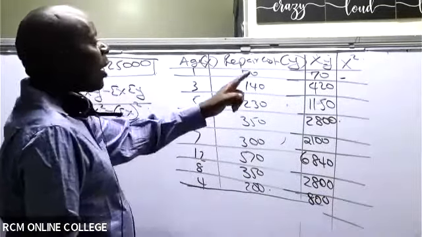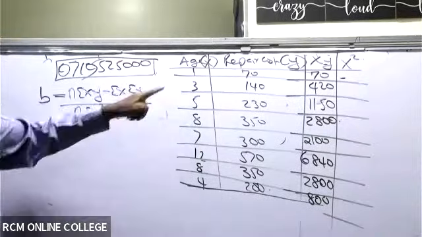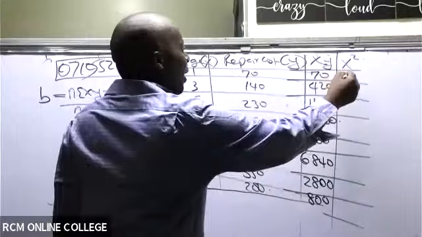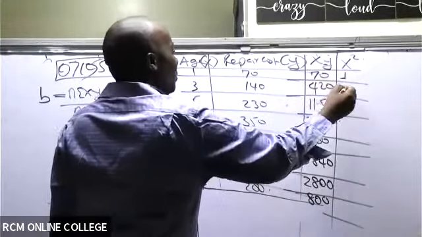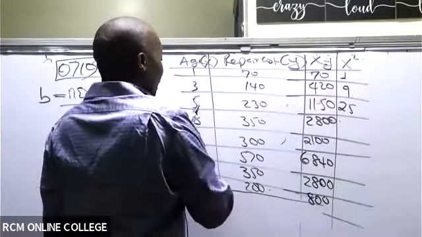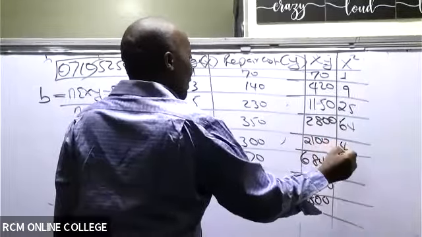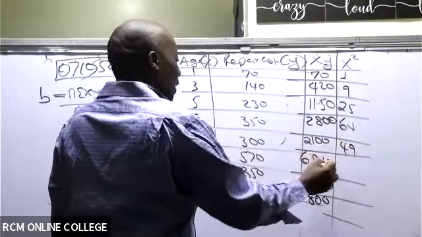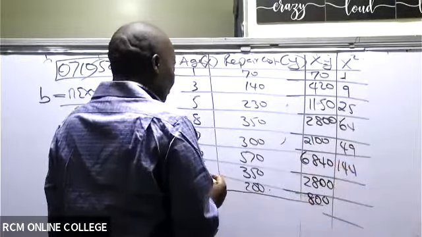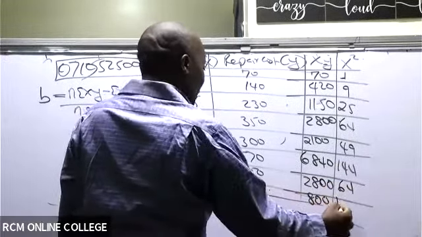How about the column of x squared? So you simply use your calculator there. 1 squared gives me 1. 3 squared gives me 9. 5 squared gives me 25. 8 squared gives me 64. 7 squared gives me 49. 12 squared gives me 144. 8 squared gives me 64. 4 squared gives me 16.